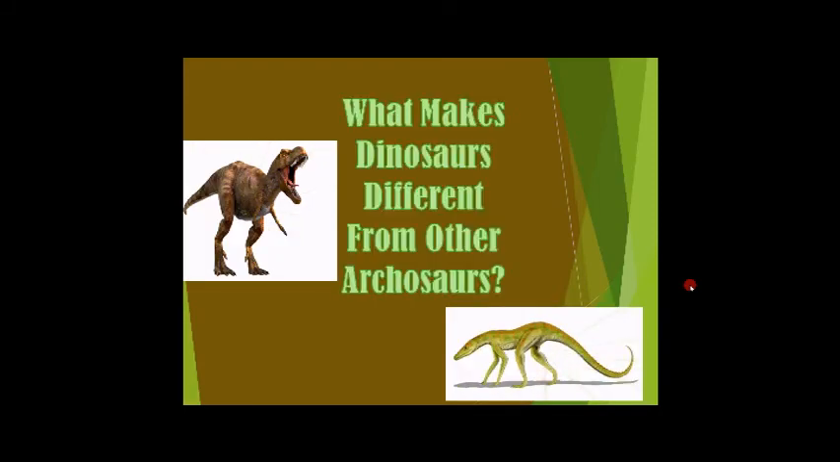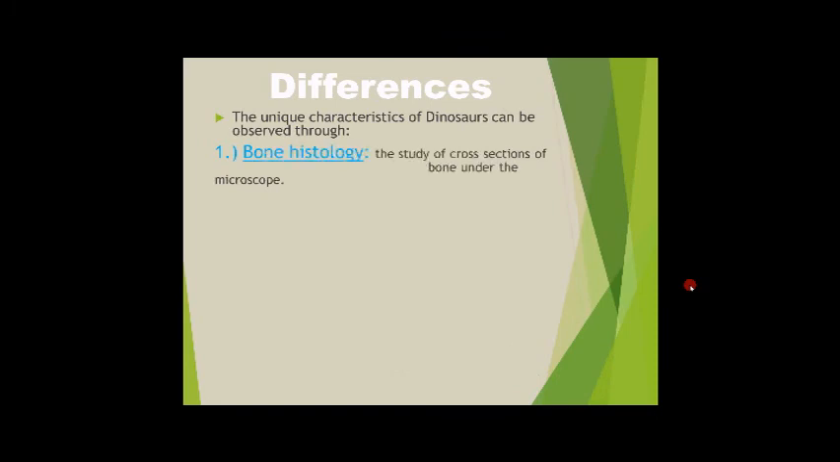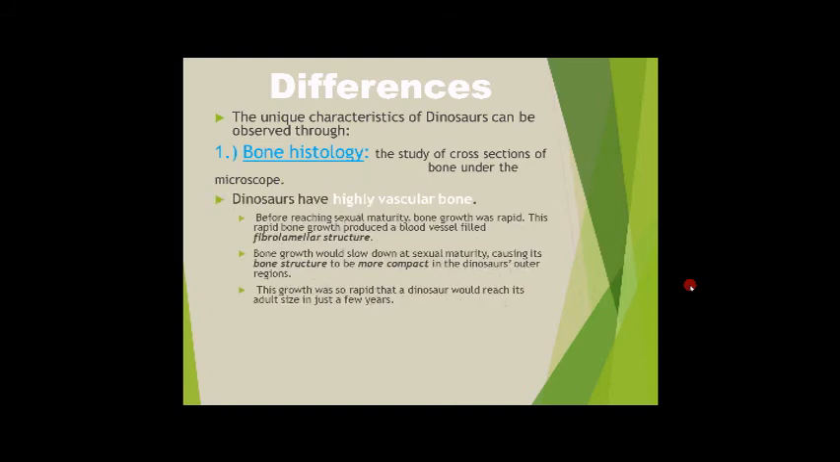Now, what makes dinosaurs different from other archosaurs? The unique characteristics of dinosaurs can be observed through, one, bone histology, the study of cross-sections of bone under the microscope. Dinosaurs have highly vascular bones. Before they reached sexual maturity, bone growth was very rapid. This rapid bone growth produced a blood vessel filled fibrolamellar structure.